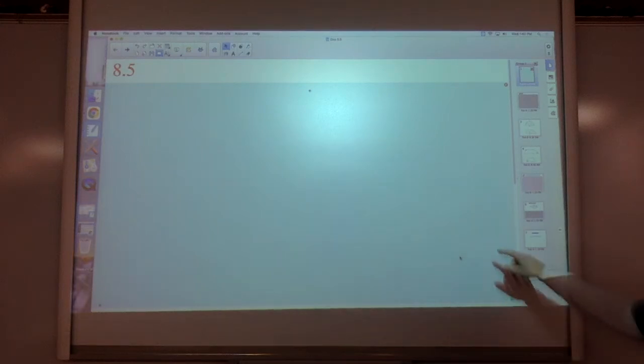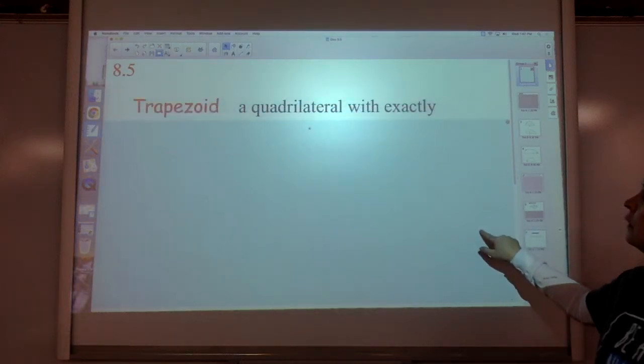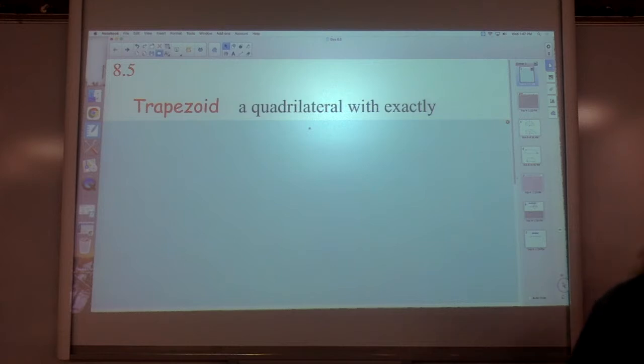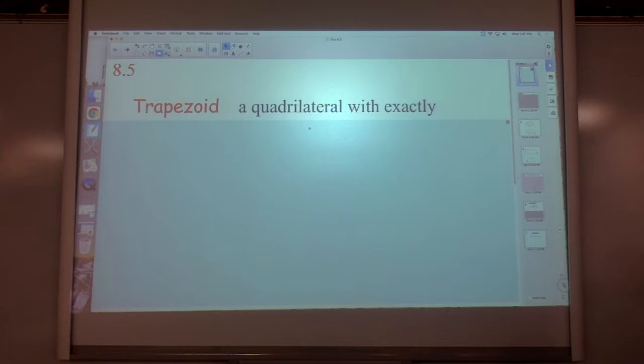Section 8.5. More vocabulary. Be ready to write some of this stuff down. Again, take a look at the notes that you already have. Just make sure you have room for this in there.